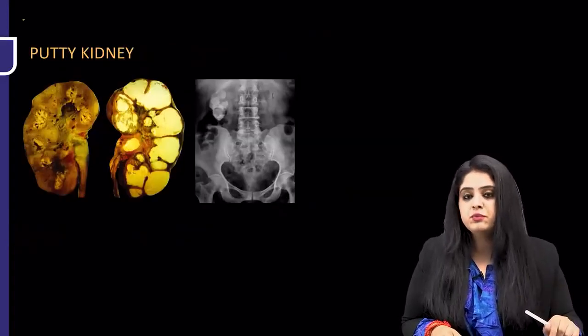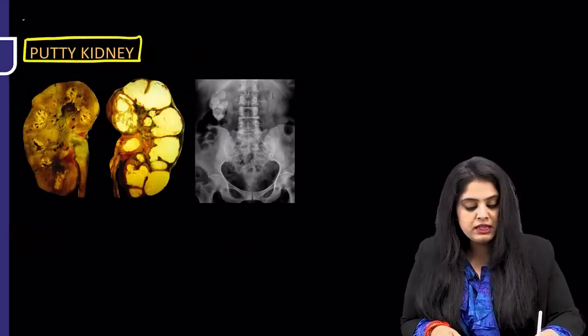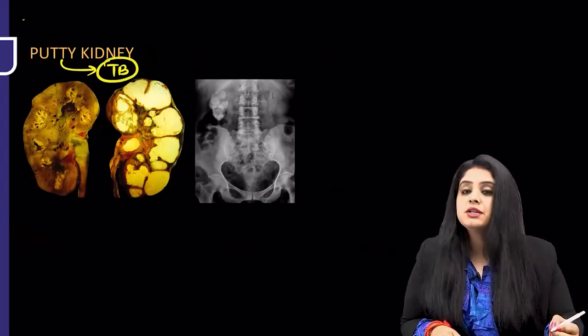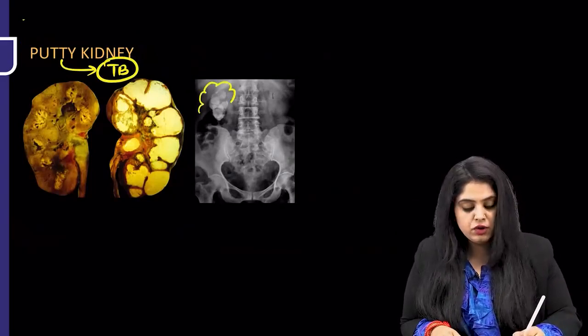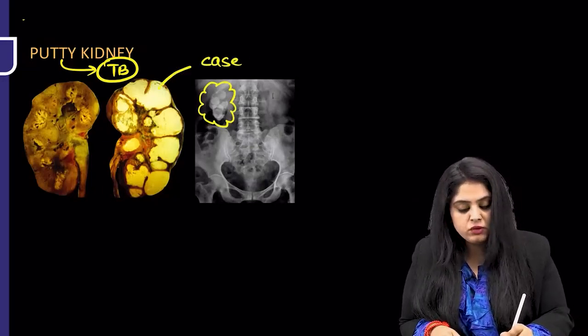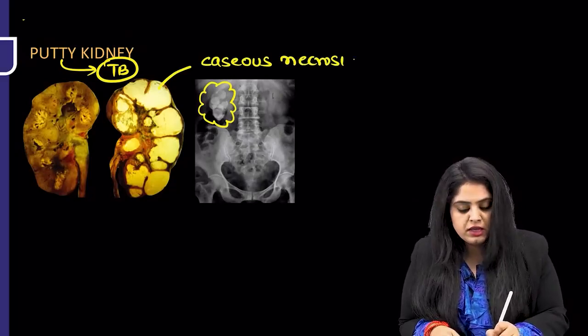This is a 3-time repeat in NEET PG which you have to know, and that is putty kidney. So putty kidney, as the way you say T, it has too many T's. Putty kidney is nothing but TB of the kidney, which you can see radiologically over here as the calcification. And grossly, I think everyone knows kidney TB, which necrosis? It's always going to be caseous necrosis.